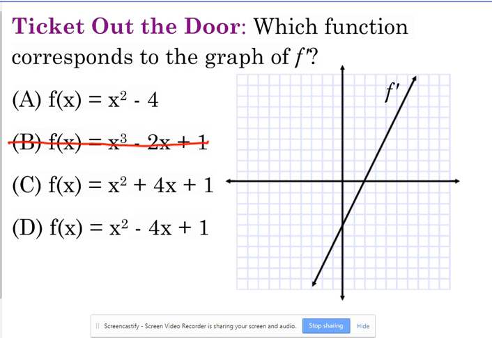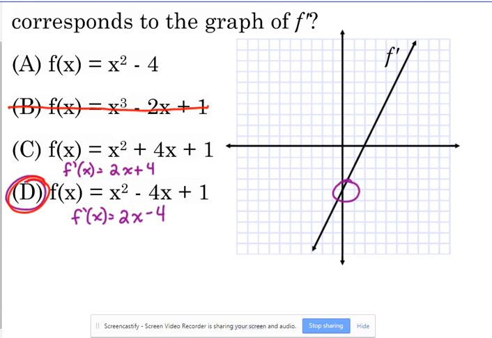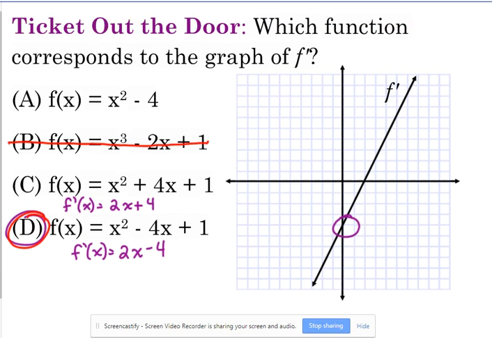Really from there, I'm looking at the fact that C and D are very similar. So I'm going to start with those. So I'm just going to take their derivative. F prime of x is 2x plus 4, right? Is that what I'm looking at? No, I'm not looking at 2x plus 4. What am I looking at? I'm looking at 2x minus 4, y-intercept of negative 4, slope of 2. So this answer is D. Okay, pretty simple. Now work on those textbook problems, page 143, numbers 31 through 34.